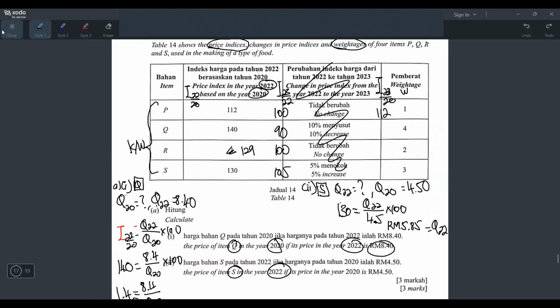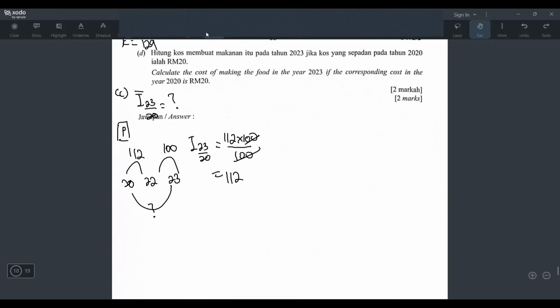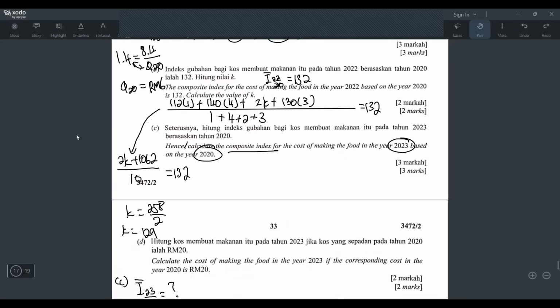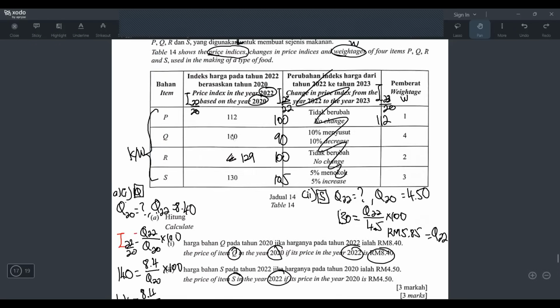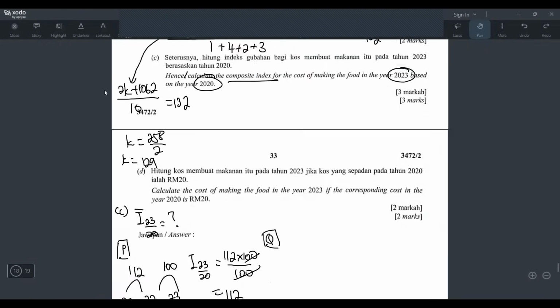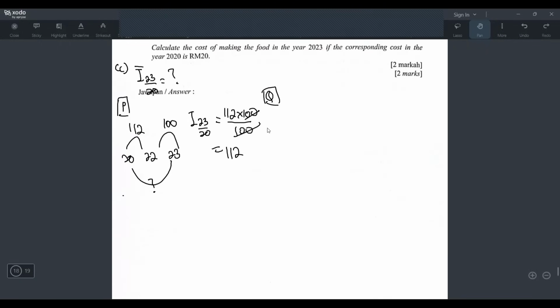Okay, let's do for Q now. So the Q I'll do it here. So for Q you will draw another smiley face, right? But this time you will put 140 and 90, right? But actually, I'm very lazy. I don't want to draw again. You can just imagine the 140 will go here, and then the 90 will go here. And then how to get the bottom one? You take 140 times 90.